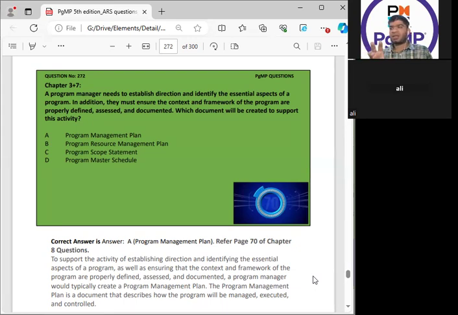So this architecture can only be confused with the program roadmap, but I already sent these two pictures in the group, I think last week. Because one more student asked this question in the PgMP group, I already clarified this: when the architecture will be there, when the roadmap will be there.